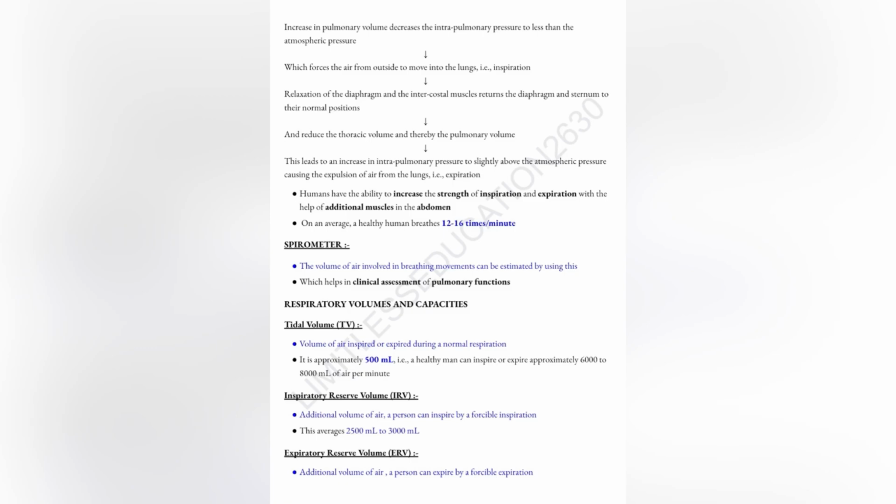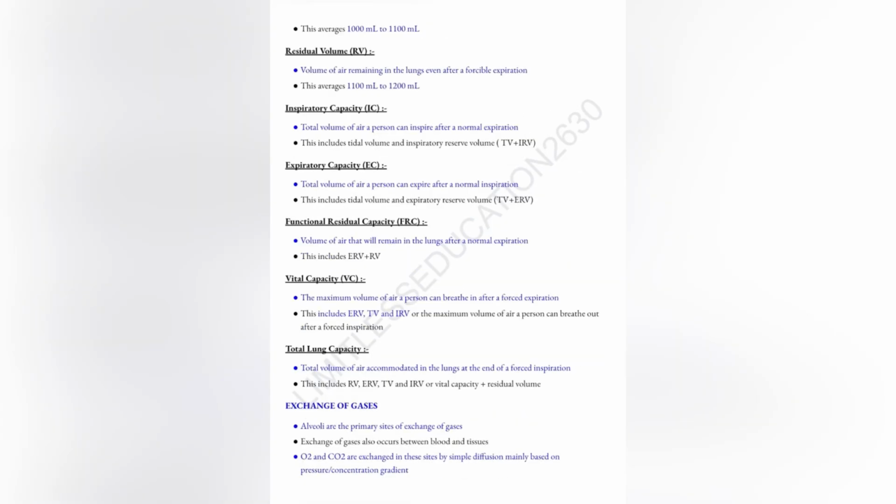Expiratory reserve volume, the additional volume of air a person can expire by a forceful expiration. It averages around 1000 ml to 1100 ml. Residual volume, the volume of air remaining in the lungs even after a forcible expiration. It averages around 1100 ml to 1200 ml. Inspiratory capacity, total volume of air a person can inspire after a normal expiration. This includes the tidal volume and inspiratory reserve volume.